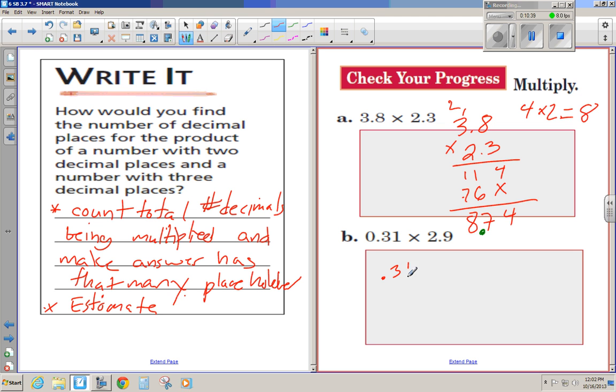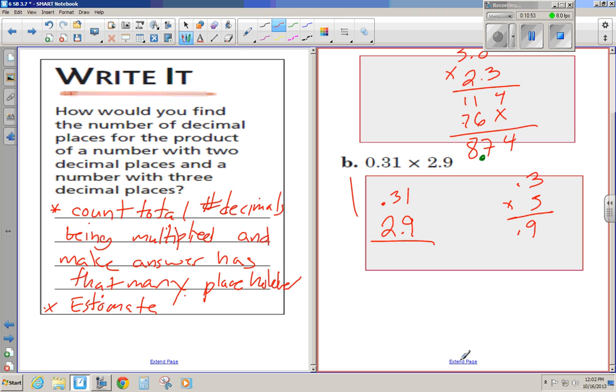0.31 times 2.9. That's basically 0.3 times 3, which is 0.9. So let's multiply. 1 times 9, 9, 27. 9, 27.